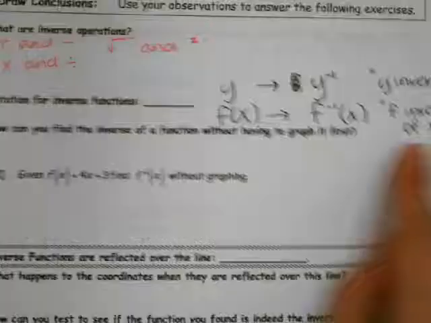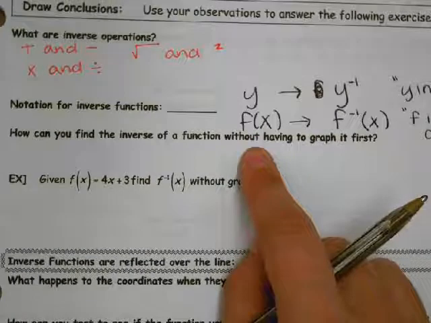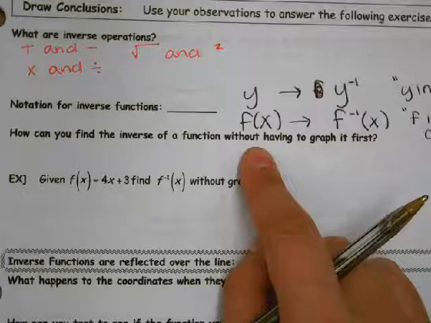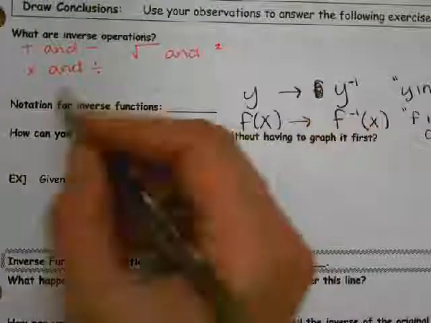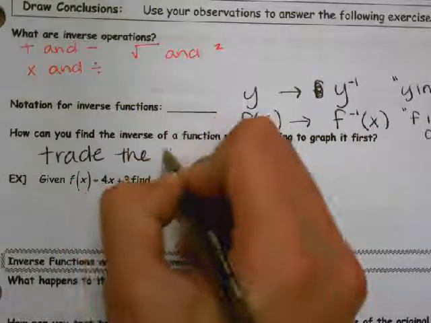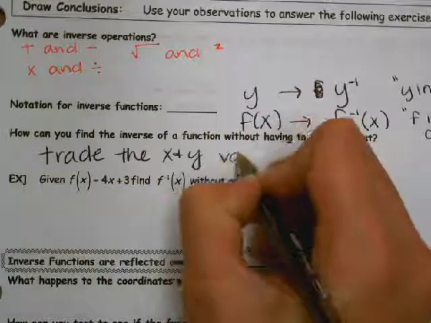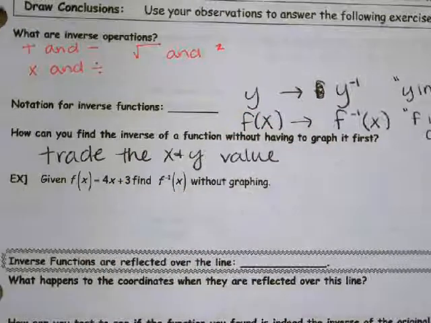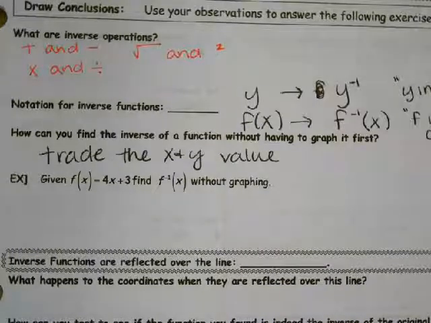Alright, so this next part is kind of like the answer for number 5 on the previous page. How can you find the inverse of a function without having to graph it first? And the answer is you can trade the x and the y value. So if you take a point and you reflect it over the line y equals x, you're actually taking the x and the y values and you're trading them.